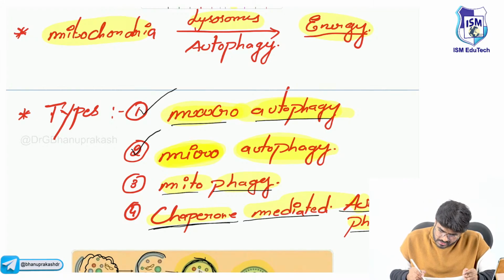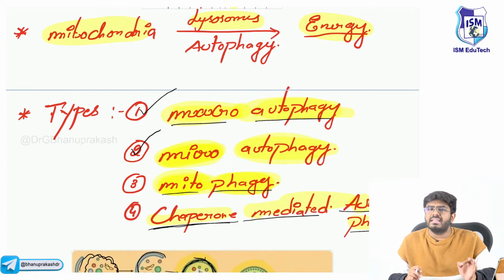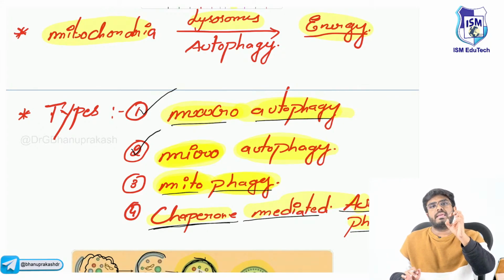Now the last one is mitophagy. Mito stands for what? Mitochondria. Phagy means eating. So specifically the mitochondria are being targeted now. I said that mitochondria have lots of proteins. The inner mitochondrial membrane has lots of proteins. So now the mitochondria are taken into the lysosome, where they are getting degraded.